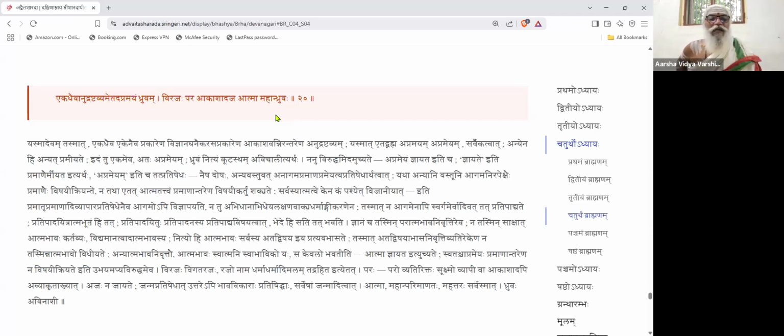Therefore, it is ajaha, it is unborn. This Atma is mahan dhruvaha. Again, this mahan means there is nothing greater than that. Whichever kind of measure you have, spatial measure, time-wise measure, anoraniyan mahato mahiyan. It is smaller than the smallest, greater than the greatest.